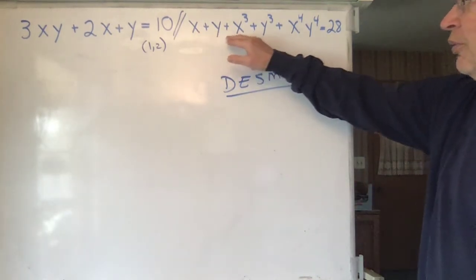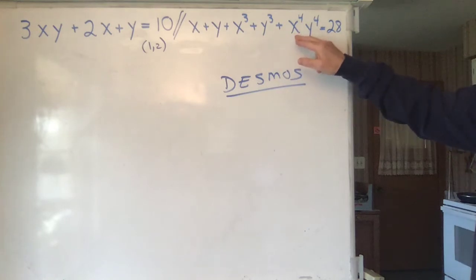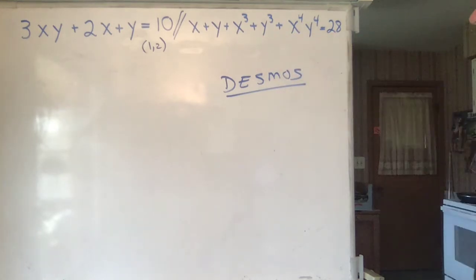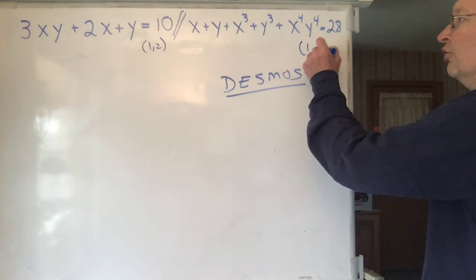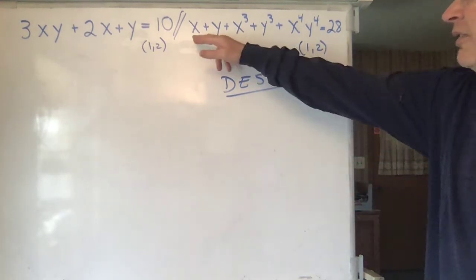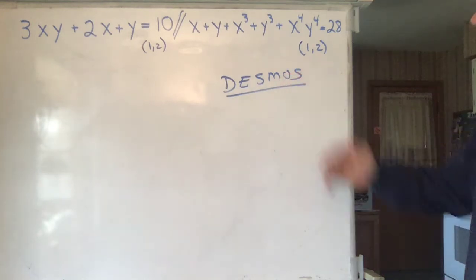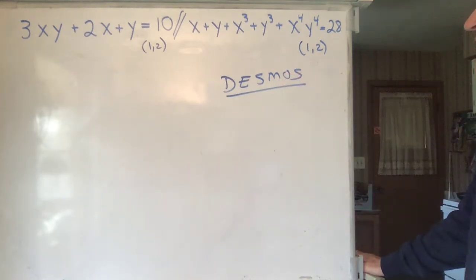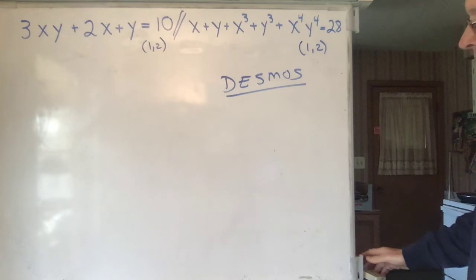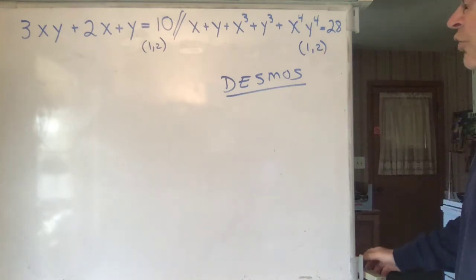Just put in x plus y plus x cubed plus y cubed plus x to the fourth y to the fourth is equal to 28. The point (1, 2) is also on this graph, because if you stick 1, 2 in here, you get 28. But this is a weird looking thing. In fact, it's not even a function. But it does go through the point (1, 2).